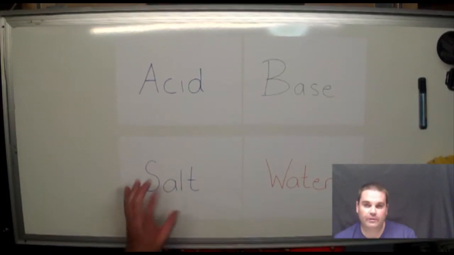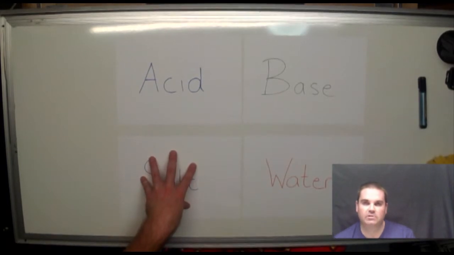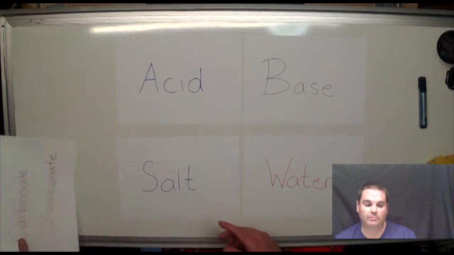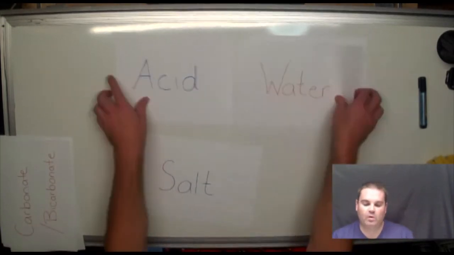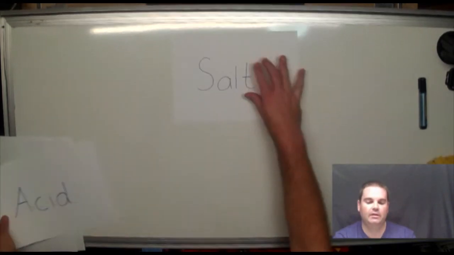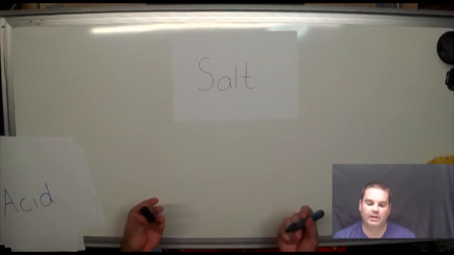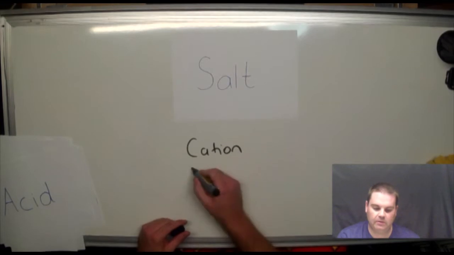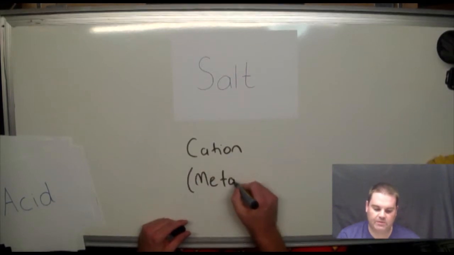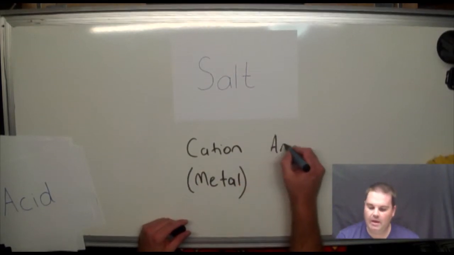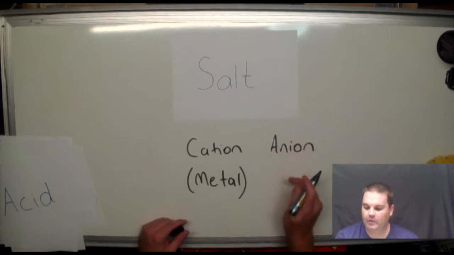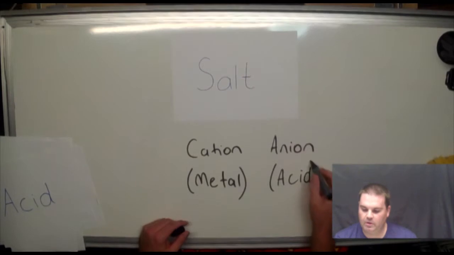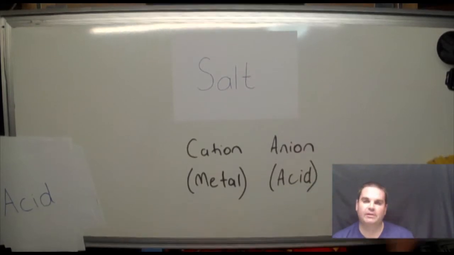What I want to focus on to begin with though is salt, because some people get confused. When they think of salt, they just think of sodium chloride. So I'm actually going to talk about what a salt actually is. A salt refers to anything that is made up of a cation, normally a metal, and an anion part. The anion part is what normally comes from your acid when you're doing an acid-base reaction.